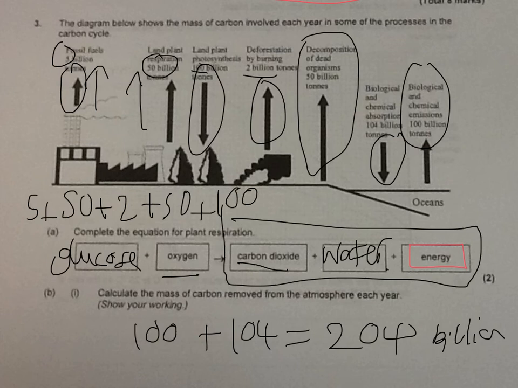So in total, we have got 207 billion tonnes going into the atmosphere. Okay, 207 billion going in, 204 going out. So we'll just highlight those for you so it's easier to see. So we've got 207 going into the atmosphere by these processes here: burning fossil fuels, respiration, deforestation, decomposition, and biological and chemical emissions. And then our 2 remaining ones is what we calculated earlier, so that was our 204 billion. And the question is literally just asking us to find out what the net gain of carbon in the atmosphere is. So we'll go back to that now.